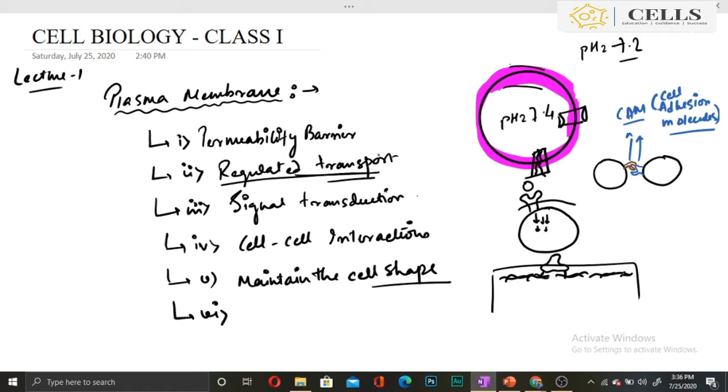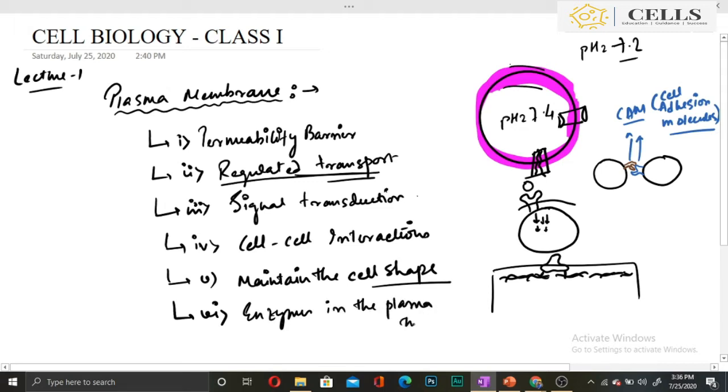We can also write one important thing, that there are several kinds of enzymes present in the plasma membrane. Suppose in the case of the bacterial plasma membrane, there is a huge amount of enzymes which are important for bacterial respiration. And from the endosymbiotic theory, we know that the mitochondria is actually a symbiont of the protobacteria, and the enzymes present in the plasma membrane of the bacteria are also present in the inner membrane of the mitochondria. So we will be dealing with all those concepts, so you don't have to worry about it.